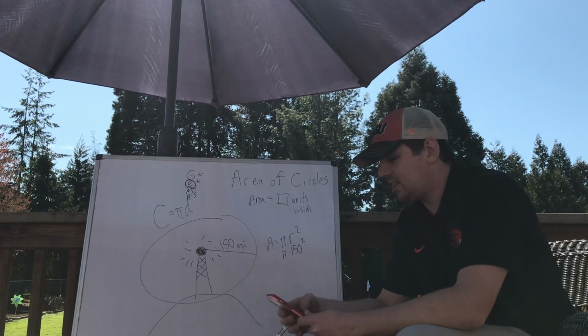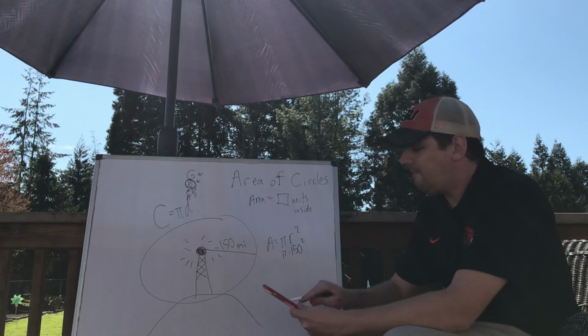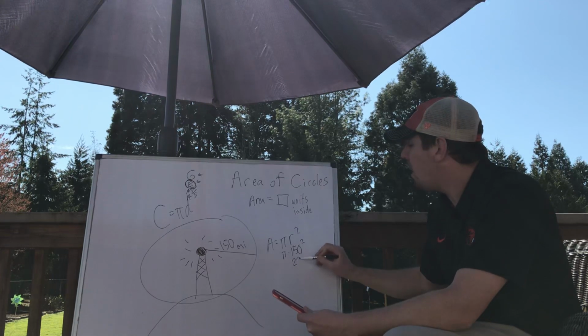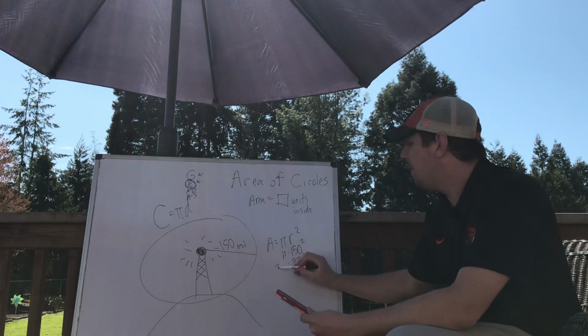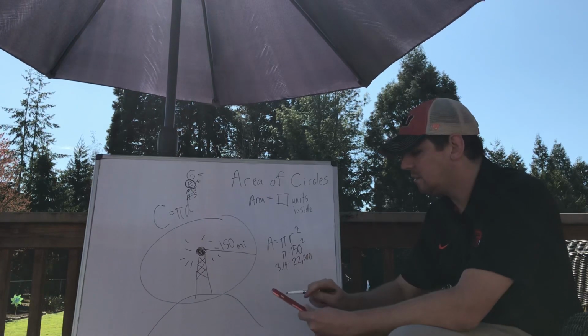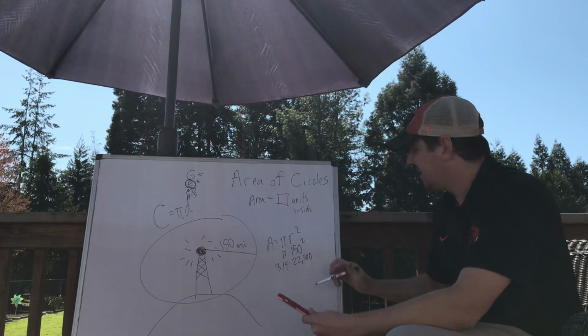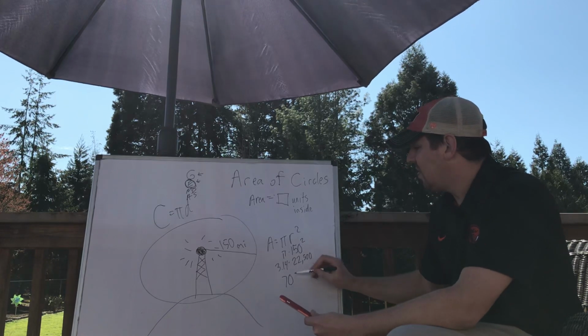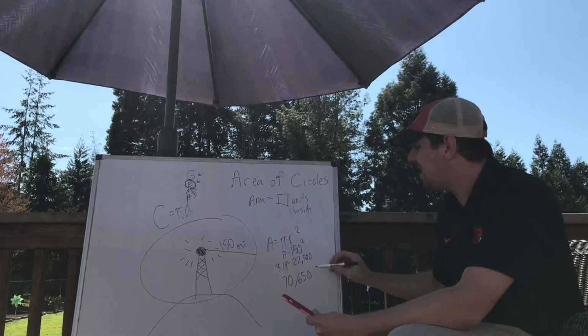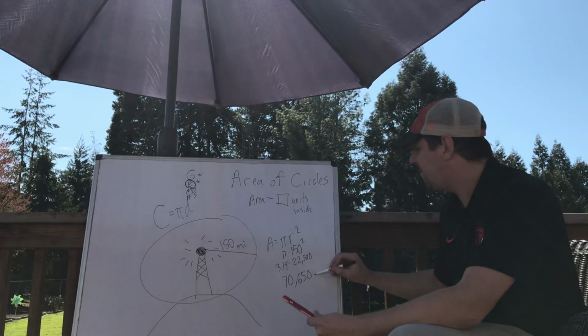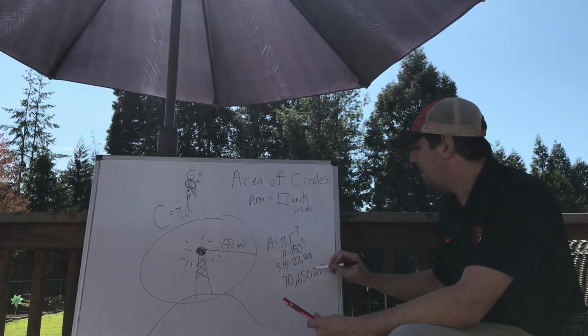So let's check this out. 150 times 150 is 22,500. That number times pi tells us the radio signal will cover 70,650 square miles.